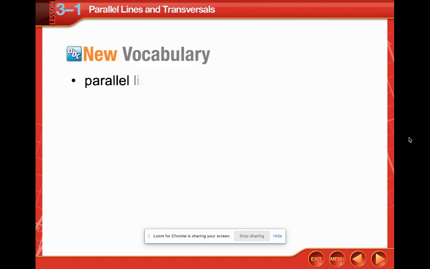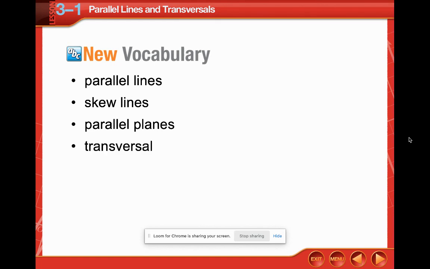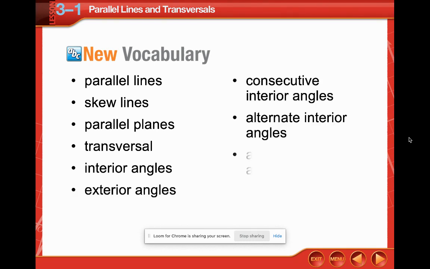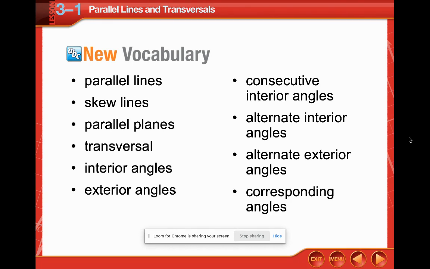All right. So new vocabulary we've got first is parallel lines. Parallel lines are lines that are on the same plane but never intersect. We also have skew lines, which never intersect but are on different planes. Parallel planes, which are planes that never intersect, and transversals, which is a line that cuts through two other lines. Interior angles, we're going to go through them along with exterior angles. Consecutive interior, alternate exterior, corresponding angles. We've got a good amount today.